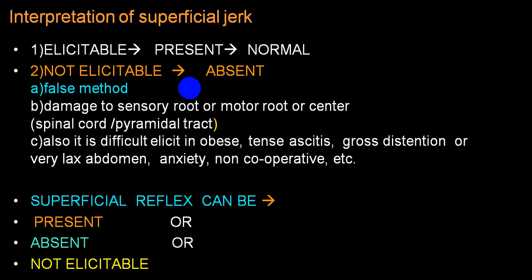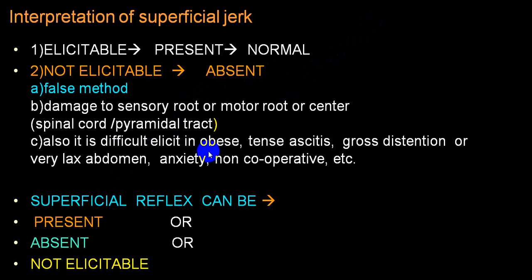Cremastic reflex is at the level of L1, L2, while bulbocavernous and anal reflex will be S2, S3, S4. So if there is a damage at the level, you will have either damage to the sensory root or the motor root or the spinal cord center. But above that center, if you get the damage at T12, then it will be absent because of the damage to pyramidal tracts. So then we'll call that upper motor neuron damage.